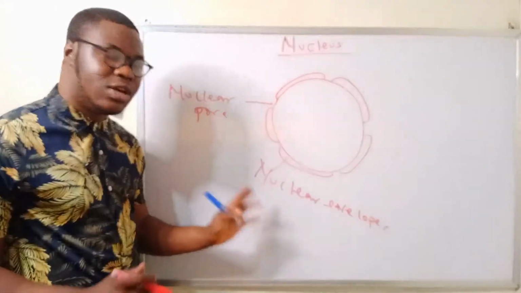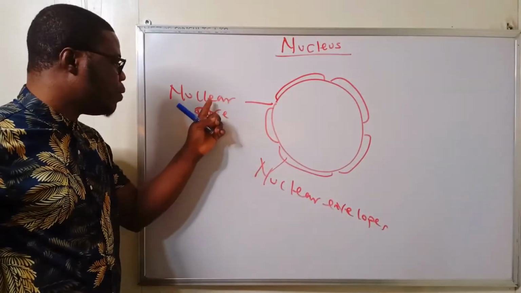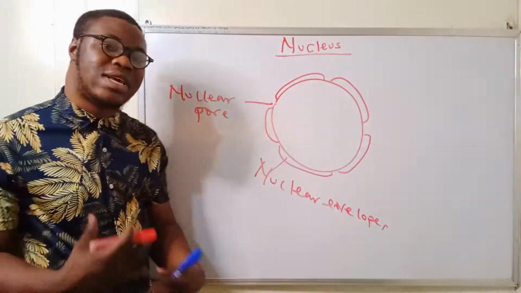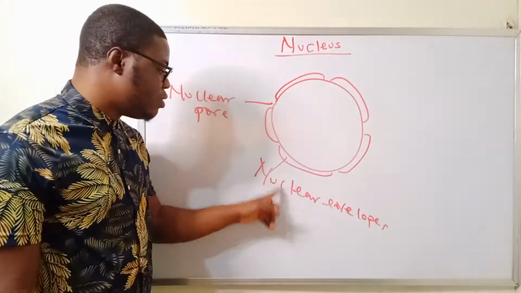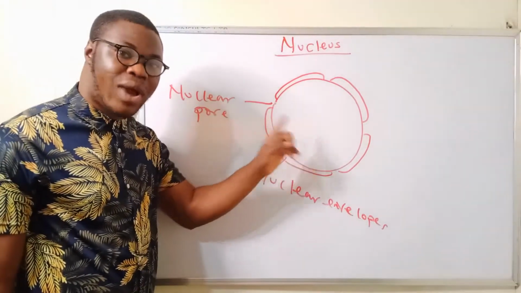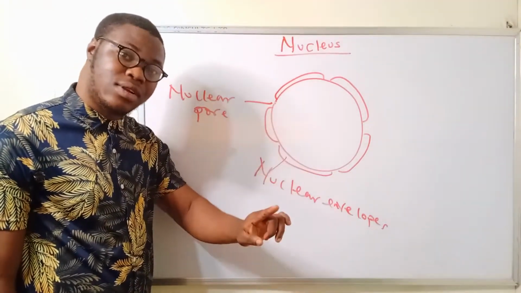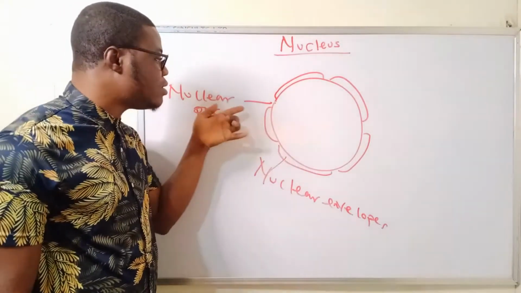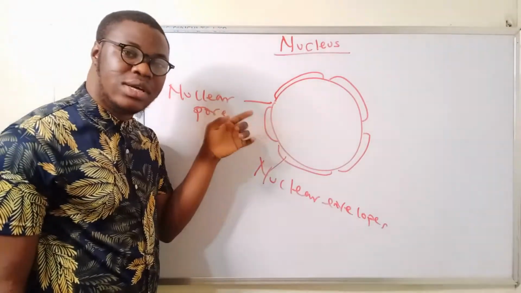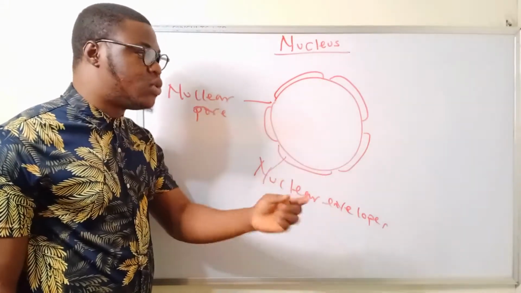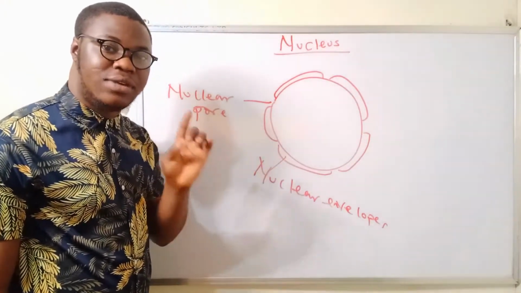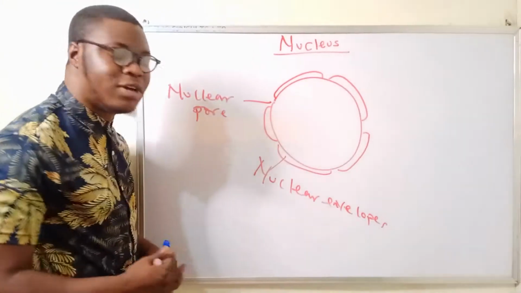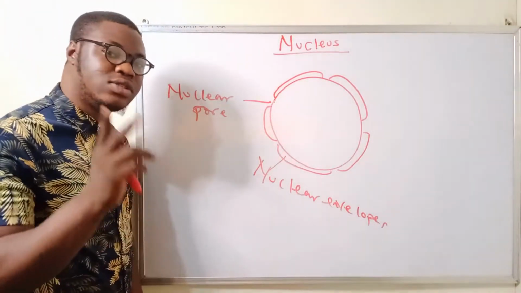As simple as that. So, the nuclear envelope and the nuclear pore can be likened to the cell membrane. One, because the nuclear envelope protects the nucleus, while the cell membrane protects the cell. And then the nuclear pore of the nuclear membrane allows things to move in and out of the nucleus. Same thing with the cell membrane. It dictates what goes in and out of the cell. If that be the case, what next about this nucleus? This nucleus contains two things.